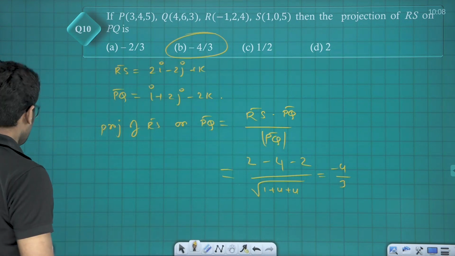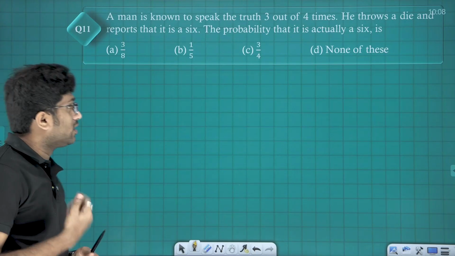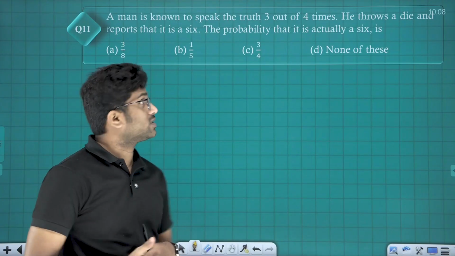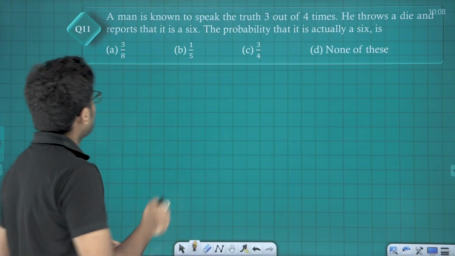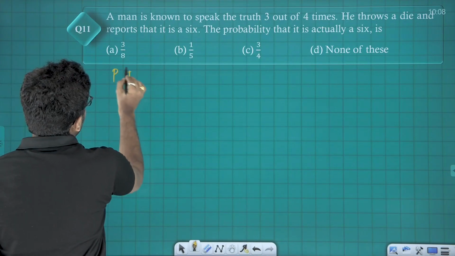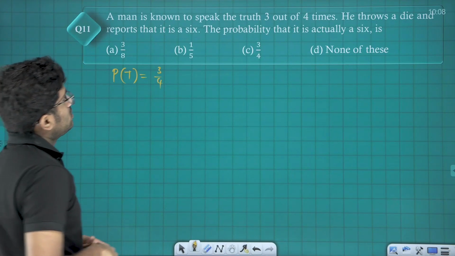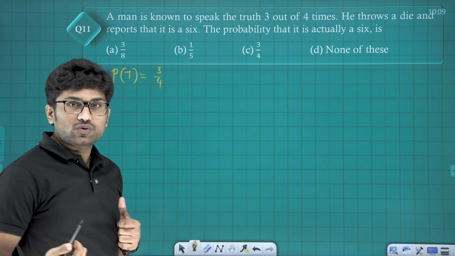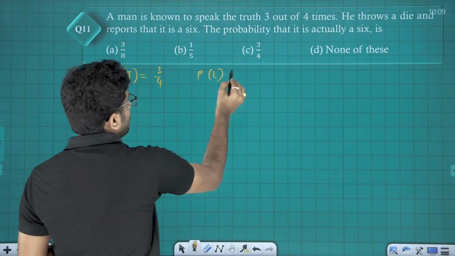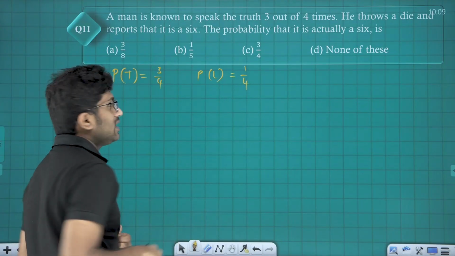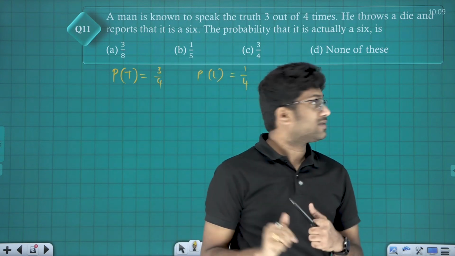Clear? Next, a man is known to speak the truth. Now we are coming across probability questions. A man is known to speak the truth 3 out of 4 times. So probability of speaking truth is, let P of T be equal to 3 by 4. Then probability of lying will be 1 by 4, friends. Let T denote an event where he speaks truth, L denotes an event where he speaks only lies.